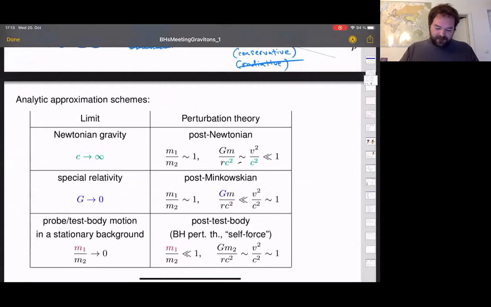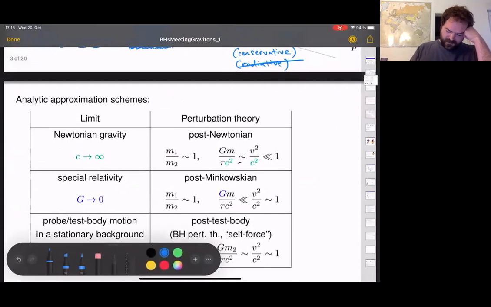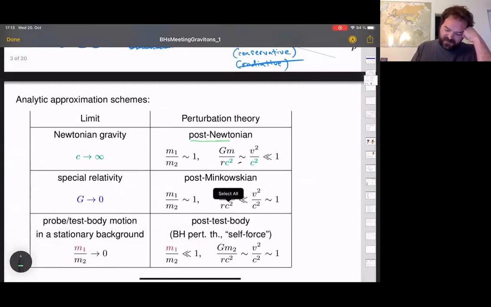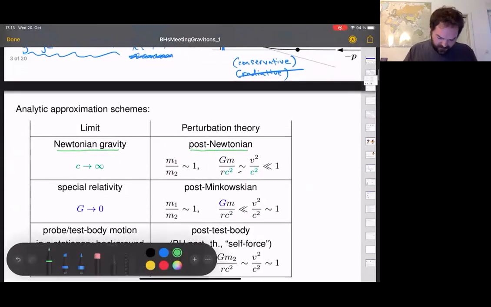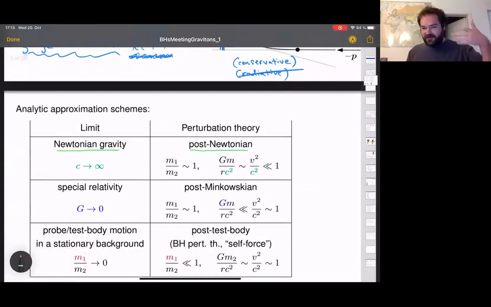So I spoke on the first slide about this post-Newtonian perturbation theory, where basically the limit that we take is the speed of light goes to infinity. And in that limit, you get Newtonian gravity, and perturbations away from that give you post-Newtonian gravity. And so formally 1/c could be our small parameter, but the truly dimensionless small parameter is this thing, which is basically the gravitational potential GM/r divided by c squared.